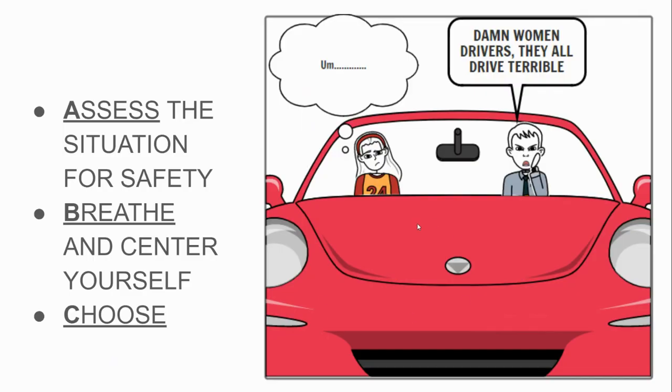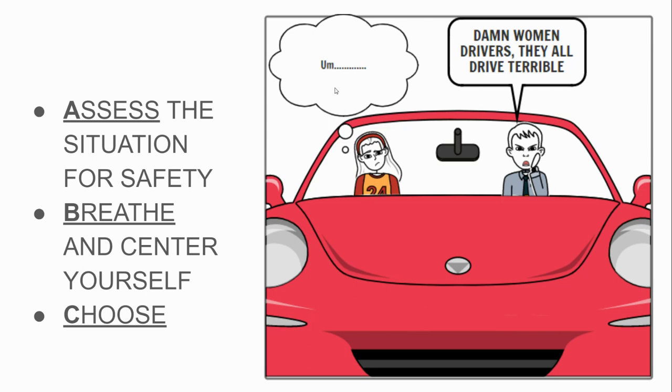So here's another situation where our bystander is in the car, and it looks like there's an adult driving it, and he's saying, "Damn women drivers, they all drive terrible." And the passenger is saying, and she looks young and she's wearing a sports jersey, so we can assume maybe a daughter.